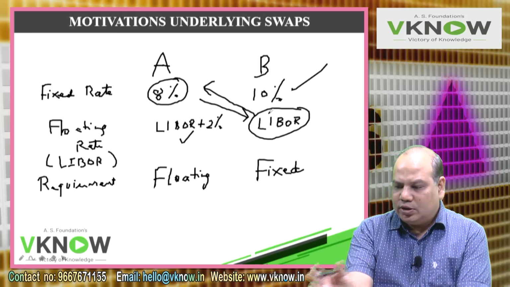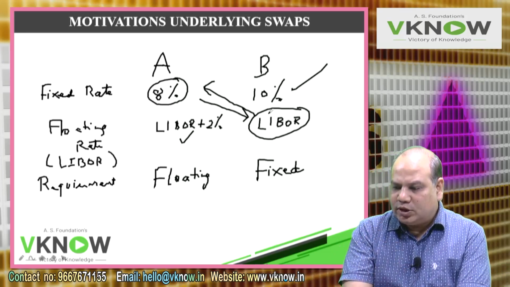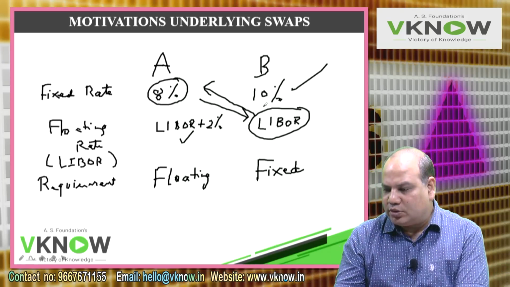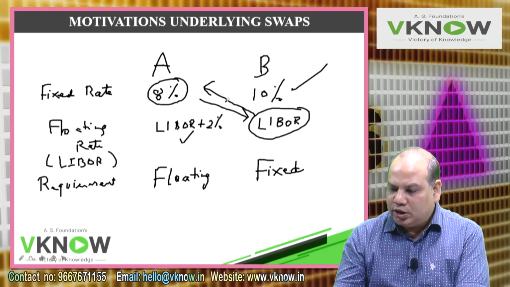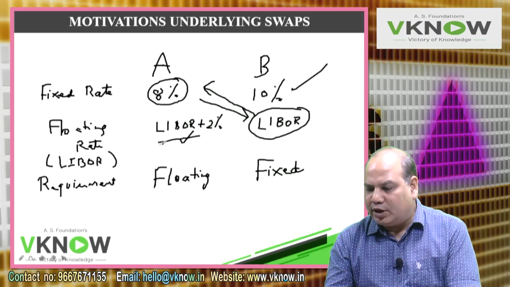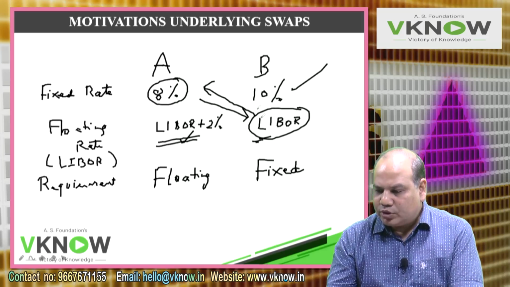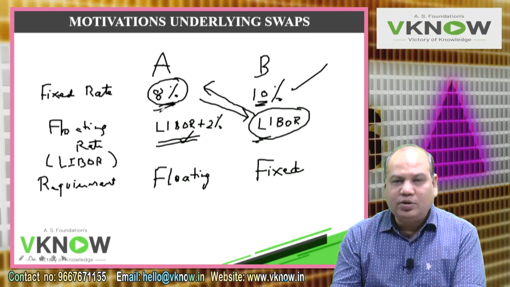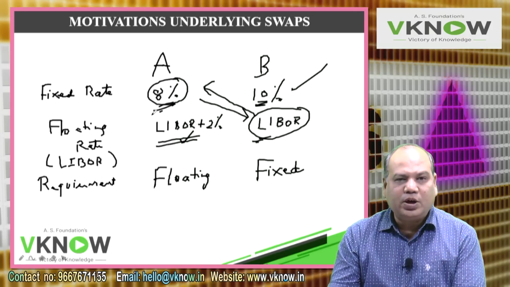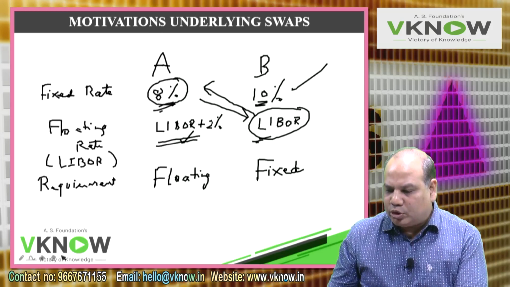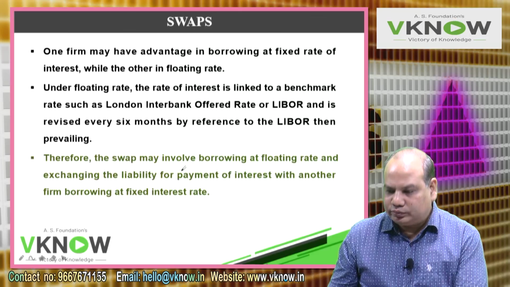So this way A will save 2%, B will save 2%. Instead of paying LIBOR plus 2, A will end up paying LIBOR. B, instead of paying 10%, will end up paying 8%. So both parties will benefit in this deal. These two parties will be brought together by some investment banker.